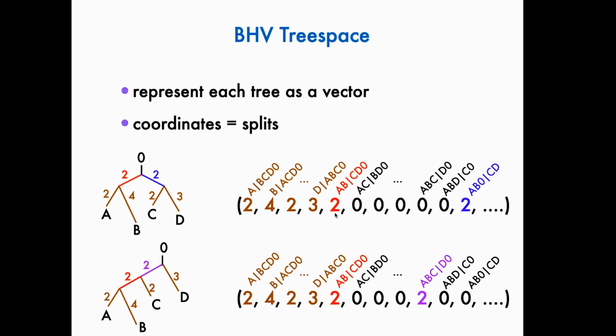So for example, this red edge has AB split off from the root and CD. And that has length 2, so I would have a 2 in its position here. And then I don't have AC split off from the rest, so that's a 0. And then I have my blue edge over here, which is CD split off from the rest. And so there are a lot of zeros.